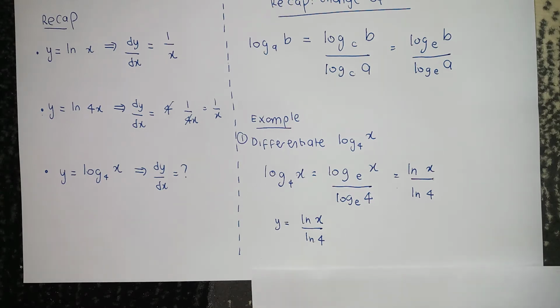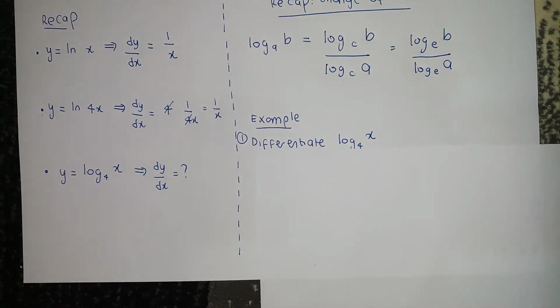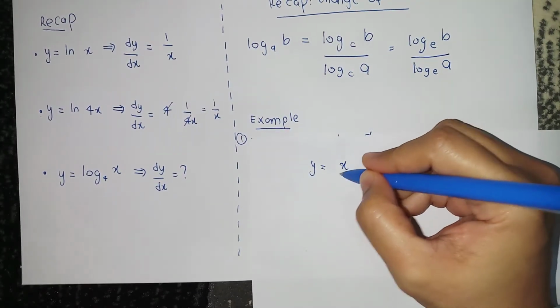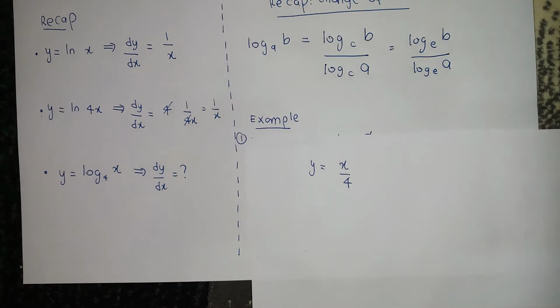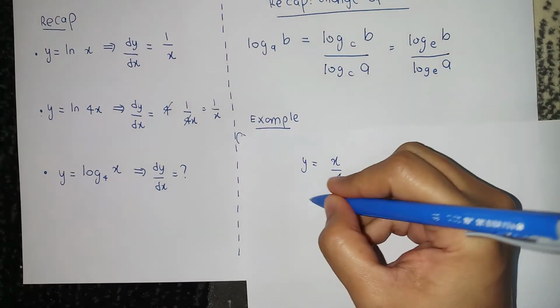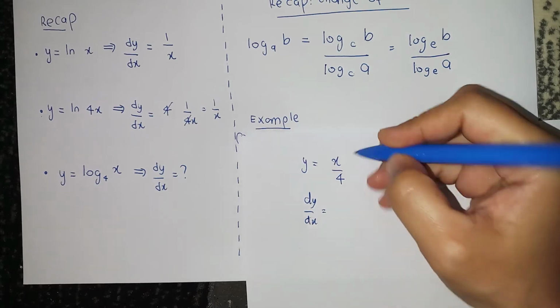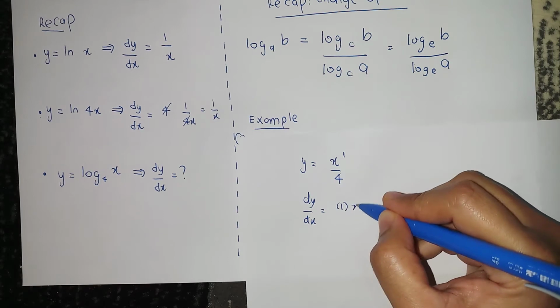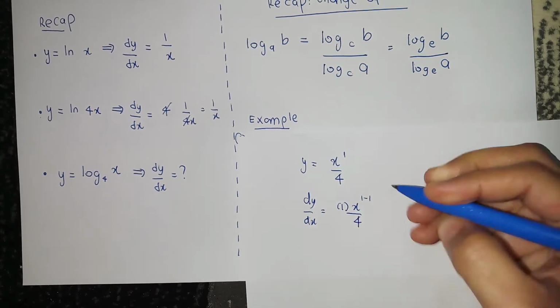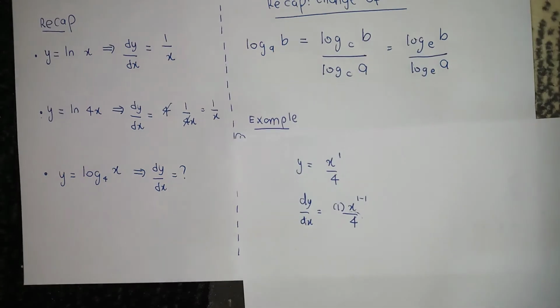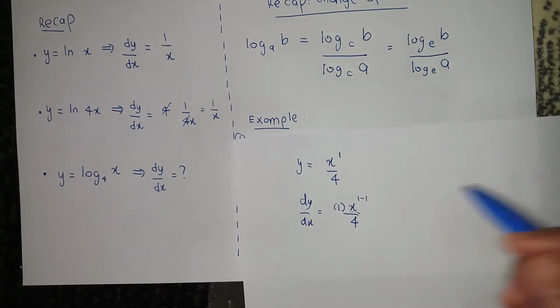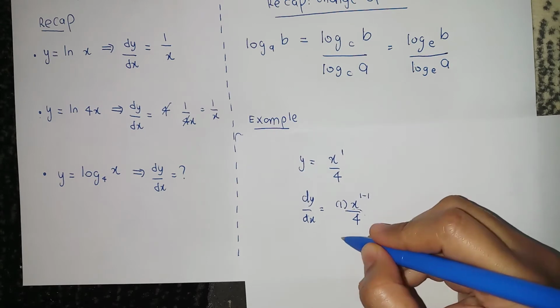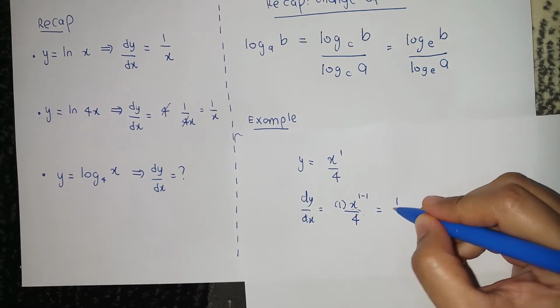Let's say you have something like y equals x over 4. I take one example first before I proceed. How do you find dy/dx? This is power 1, right? Bring the power to the front, that is just 1, and then x to the power of 1 minus 1, over 4. What happened to your 4 here? The 4 doesn't change anything, because 4 is just a constant. So your answer here is just 1 over 4.